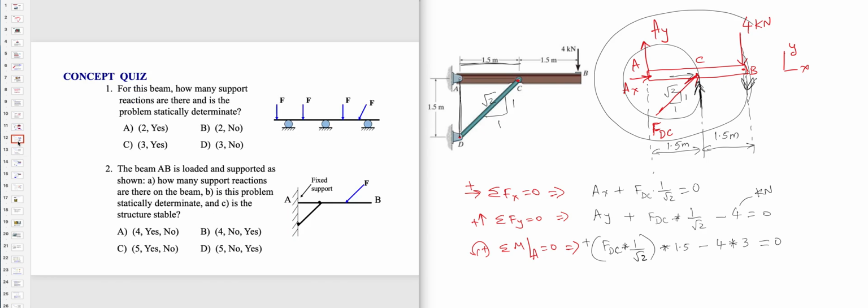Now, in this problem here, how many support reactions do you have? You have 3. So in a 2D problem, can we solve for 3 unknowns? Yeah, you may say yes because we have three equations, equation 1, 2, 3. But we have to be careful. Can we apply these three equations to the problem shown here?